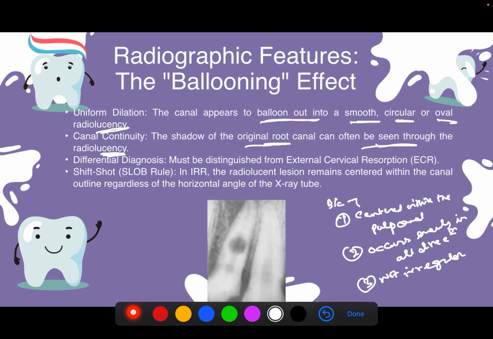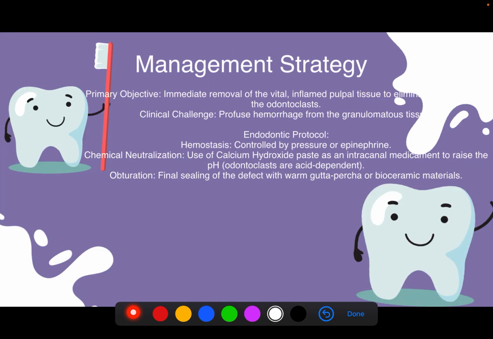Differential diagnosis: it must be distinguished from external cervical reabsorption, using the shift shot or the SLOB rule. In internal reabsorption, the radiolucent lesion remains centered within the canal outline regardless of the horizontal angle of the X-ray tube. This is very important. Now, what are the management strategies?